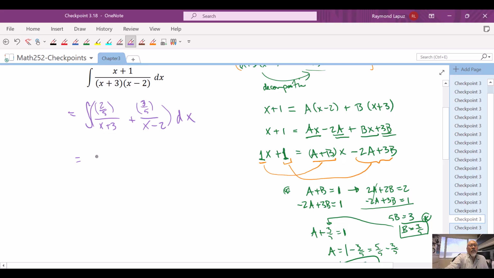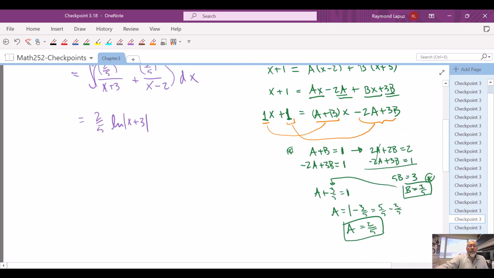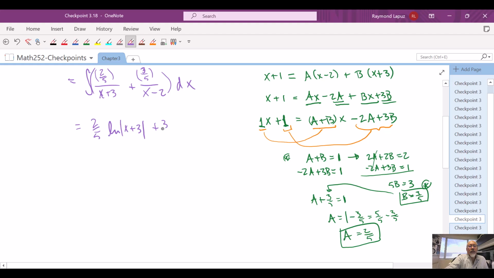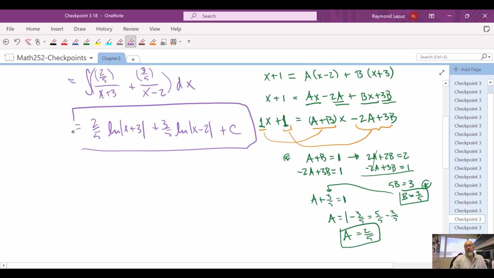So there's two terms here. This has a constant of 2/5. The integral of dx over x plus 3 will be a simple u substitution. U is equal to the denominator, and then that's going to give me my ln of x plus 3 term. And then I'll have the same deal over here. I'll have 3/5 ln of x minus 2, and then throw the plus c in there. So that is my final answer, and that's the partial fraction decomposition.